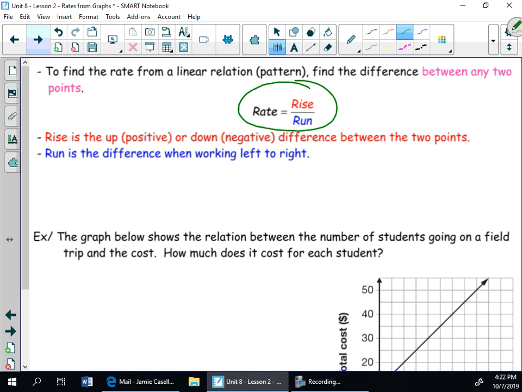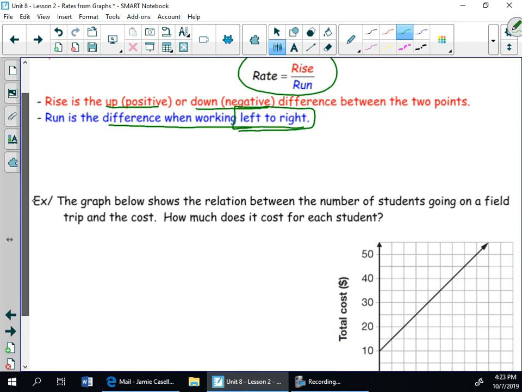The way this idea works is it's the difference between any 2 points on your graph. How do I get from the first point to the second point? So we're going to do some counting today. Rise goes up or down between 2 points. And your run is the difference when you go from left to right. We're always going to do left to right, okay? That's a really big idea. The same way you read words is the same way you read a graph.